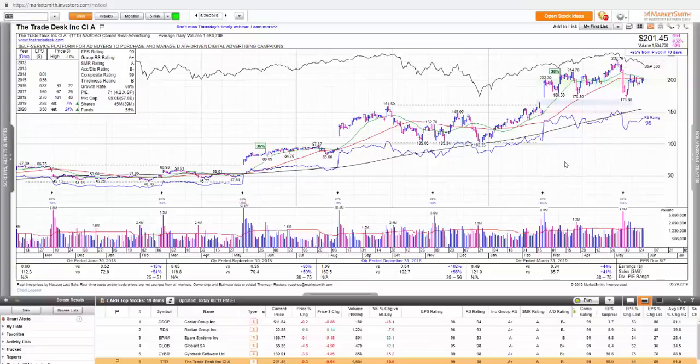So these are the kinds of stocks you're going to find with that growth screen, that stable growth screen that I mentioned. You're only going to find those kinds of filters in this tool, this MarketSmith tool.